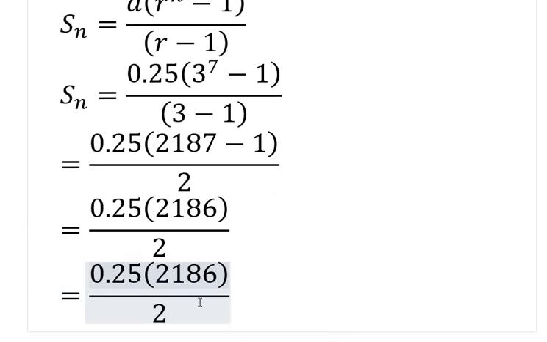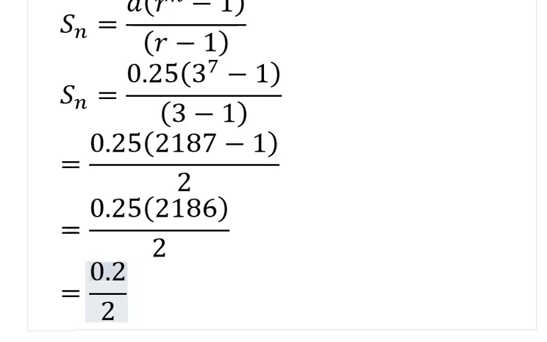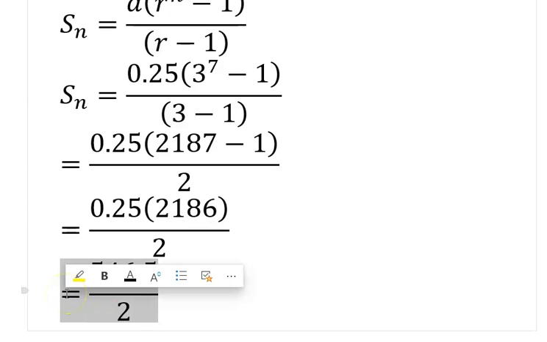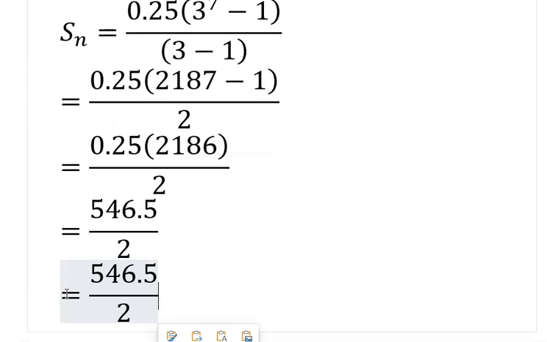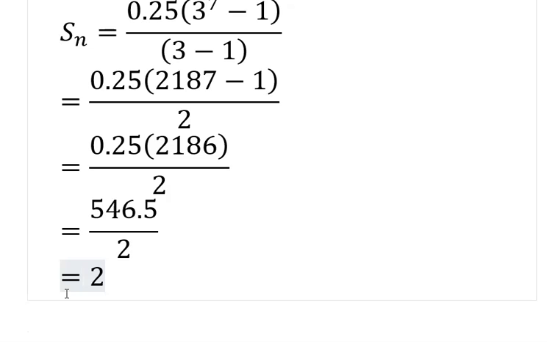So we just multiply what we have up here. If you multiply 2186 times 0.25, it will give you 546.5. Beautiful. If you just divide it, you have 273.25. It's as easy as that. Just get your common ratio and identify the formula to use, and you are good to go. So let's go straight to the second question.